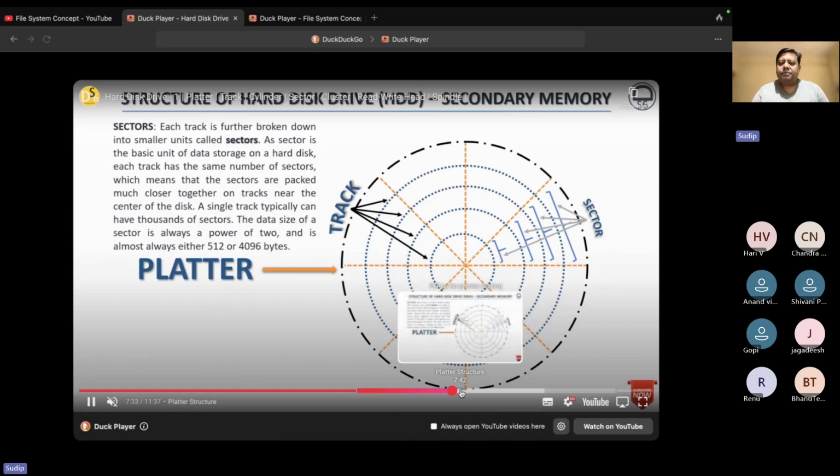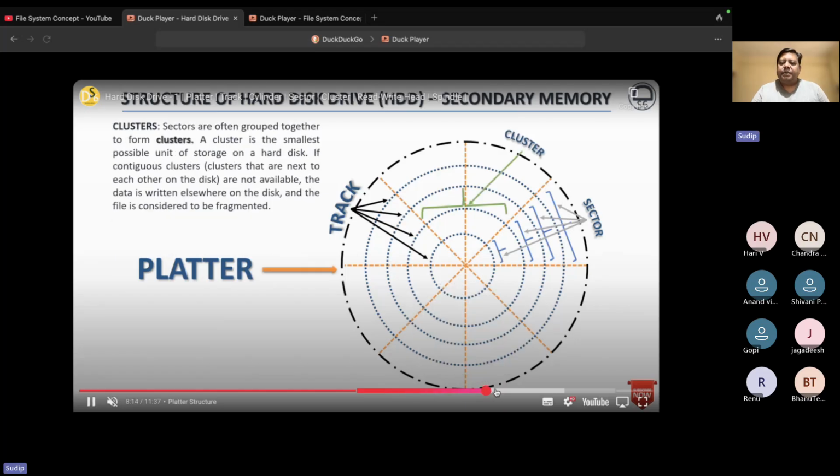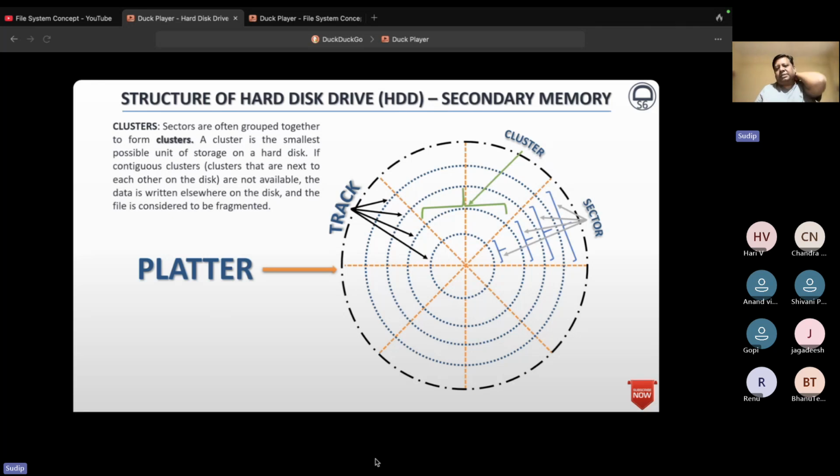Moving forward, multiple sectors together form something called a cluster. Multiple sectors together is called a cluster.